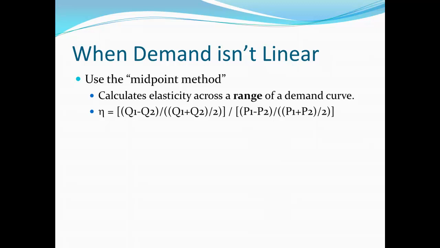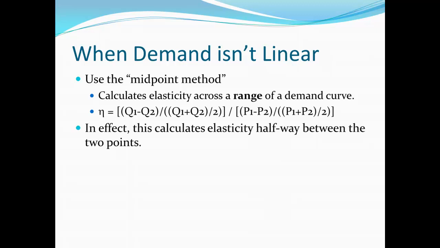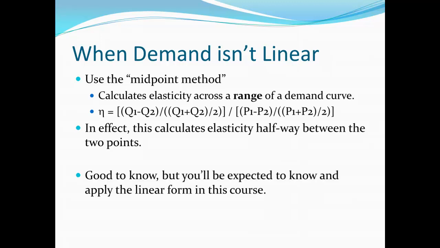So here we have the formula sitting in front of you. We look at the difference in those quantities, Q1 minus Q2, then we divide that by the average quantity of the 2 points, or Q1 plus Q2, divided by 2. And we do the same thing with prices. We take the difference and divide by the average price for the 2 points that you chose. In effect, it's just a reminder that it calculates elasticity about halfway between the 2 points.